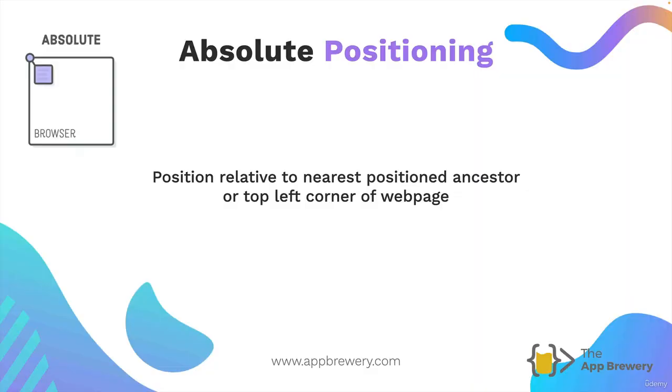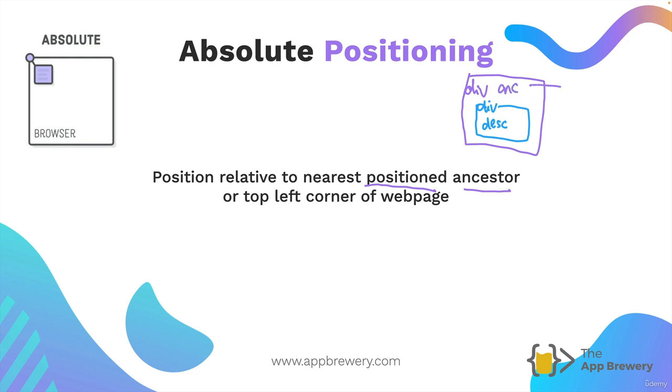Now the next type is absolute positioning. And this makes the position relative to the nearest positioned ancestor. Now this sentence is a little bit confusing, but remember in the previous lesson, we spoke about the ancestors. So for example, if I had a div here that is a purple box, and inside that purple box, I put in another div, which is a blue box. Well, in this case, the blue box is a descendant and the purple box is an ancestor.